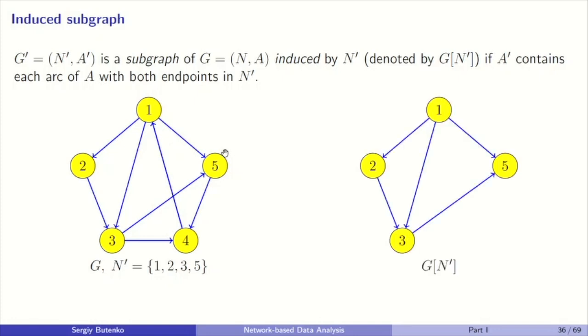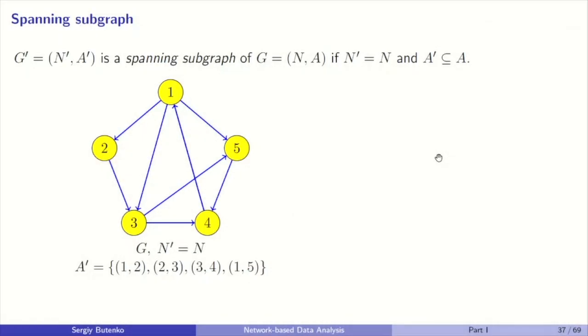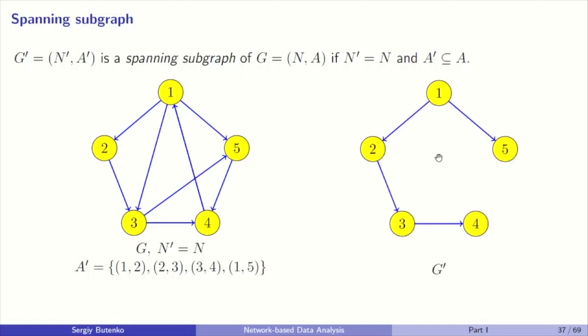The key message here is that the subset of vertices determines the subgraph. You don't need to specify the set of arcs because all the arcs between these vertices in the subset must be included. And this is what you have here. So you have to include (1,5) and (1,3). The spanning subgraph would be a subgraph that spans all vertices. So something like this. Here you have a subgraph that includes all vertices in the graph, so we call it a spanning subgraph.